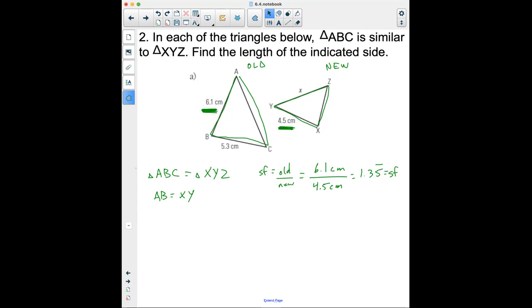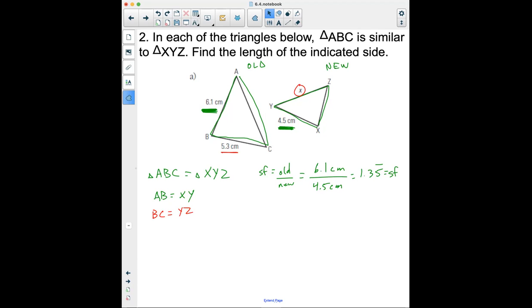Okay, so we can use that scale factor to find that side X. Okay, so like we said, my side AB equals XY. My side BC is going to equal my YZ side, because they're similar triangles. So this side is paired with that X. Okay, so we are solving for new.